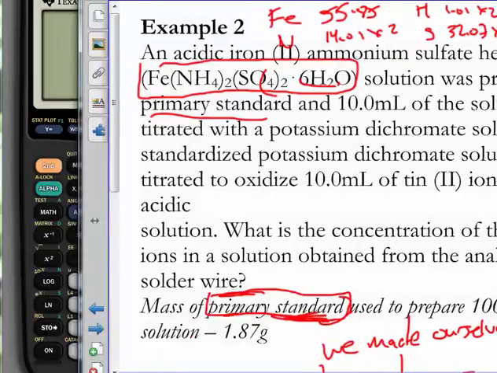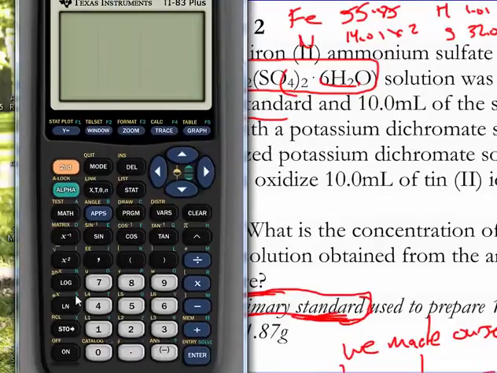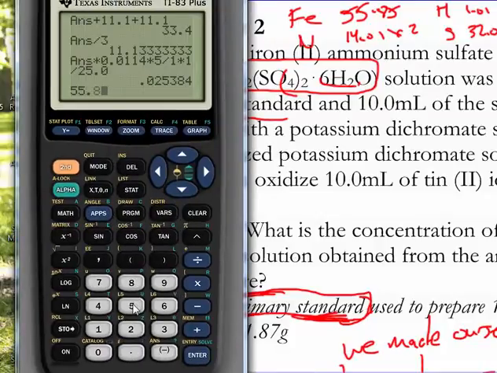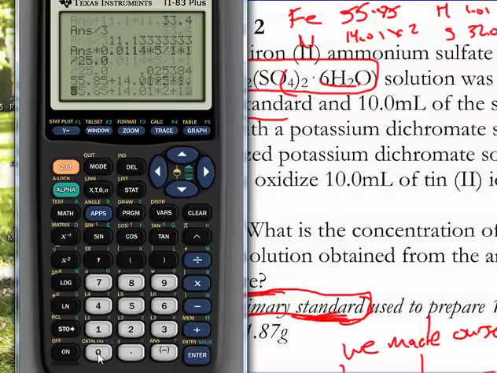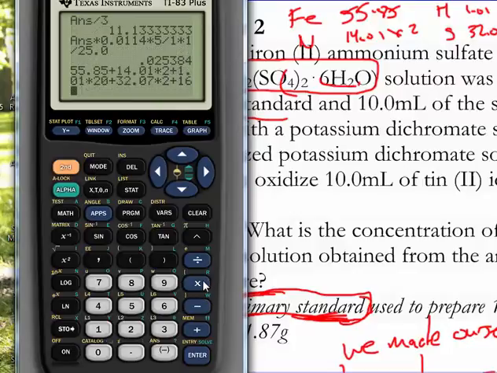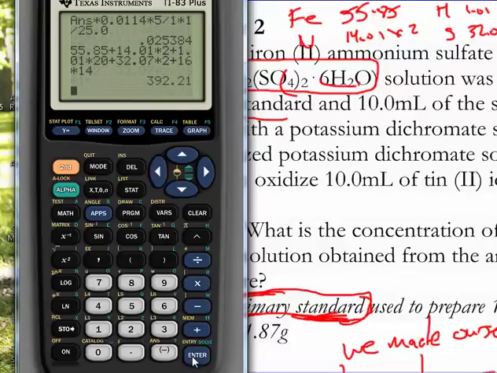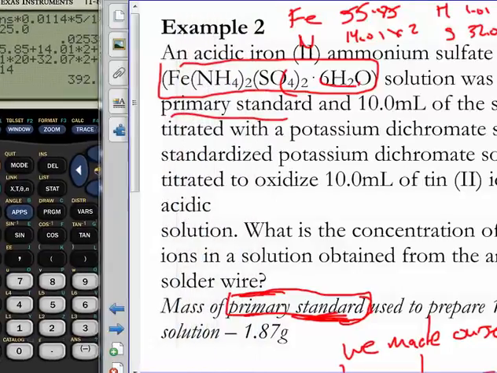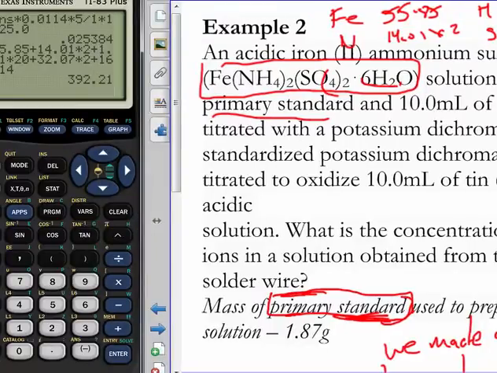Okay, calculator, help me out here. I need 55.85, 14.01 times 2, 1.01 times 20, 32.07 times 2, and 16 times 14. So this guy's got a pretty crazy molar mass, but hopefully it's 392.21. I really hope I don't screw up that number. 392.21.